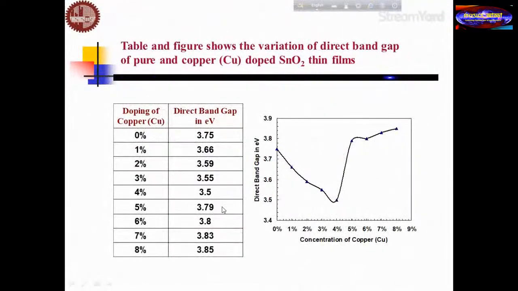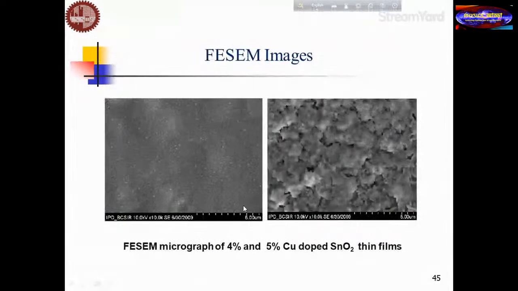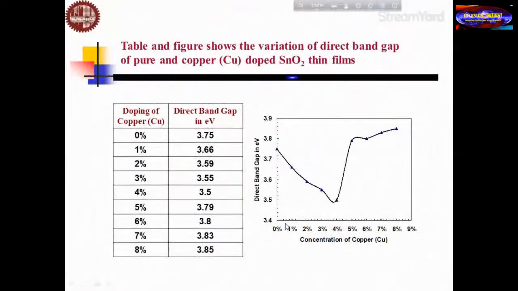Here, if you see the doping concentrations versus the direct band gap, the band gap reduces up to 4%. That is the minimum, and then again it increases, because 4% gives you better surface homogeneity and compactness. So that is the cause of getting the low band gap.